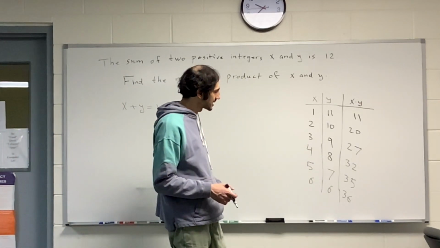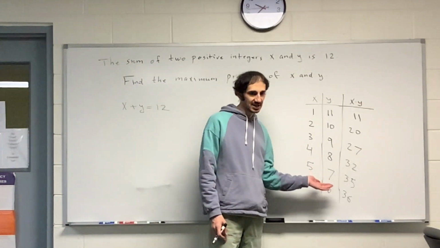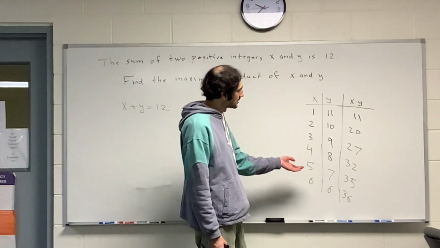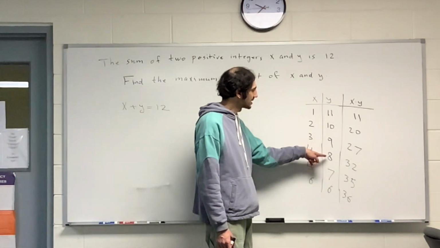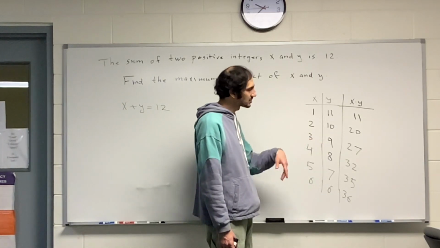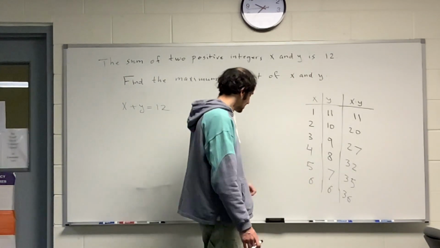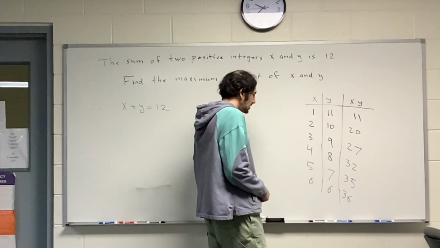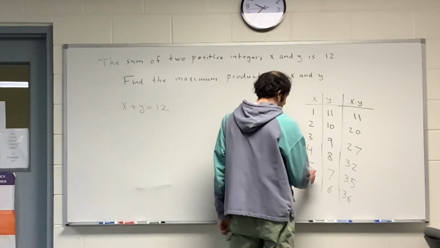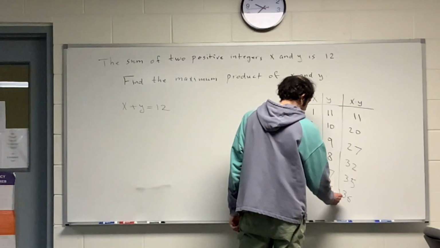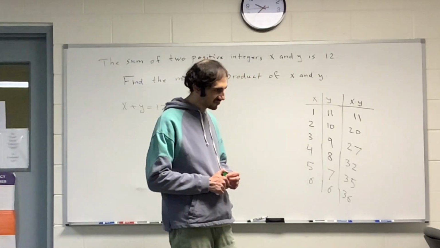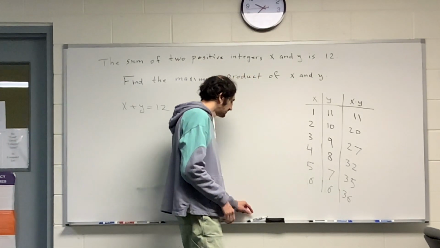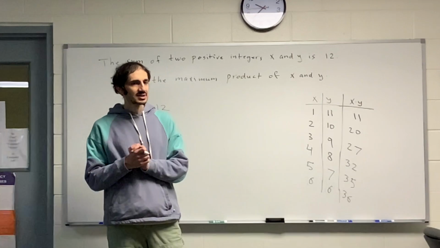And after 6, I can have 7, but we already studied this case. Because of symmetry, no need to repeat these numbers again: 7 for x, 8 for x, 9 for x, because I'm going to have the same answer at the end. So clearly from this table, my answer will be 6 for x and 6 for y, and the product I'm looking for is 36. Now, how can I apply derivatives?